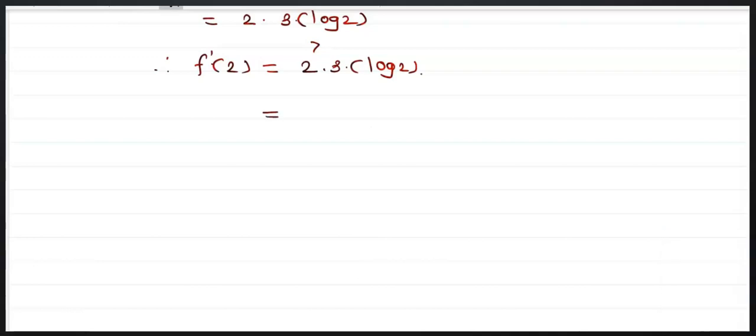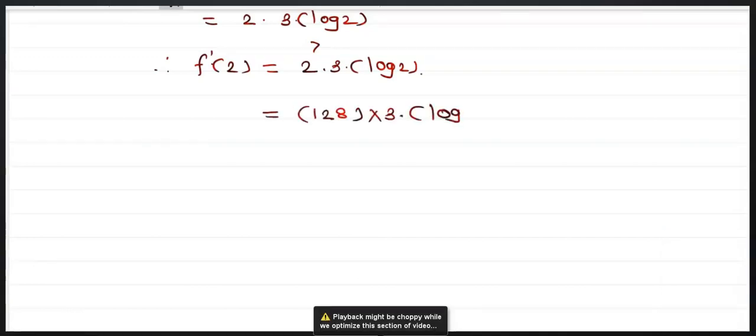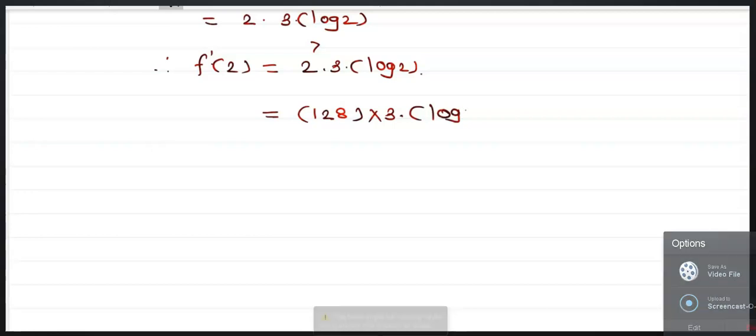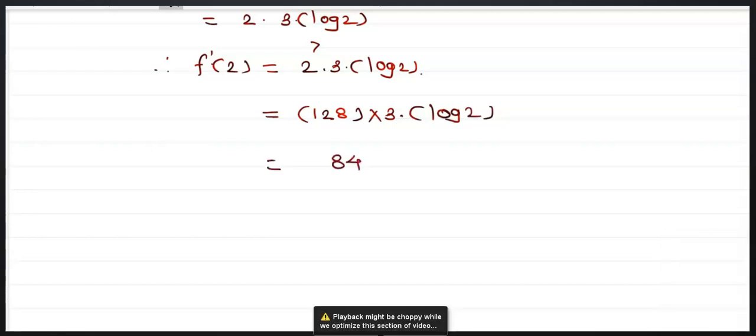That is 128 into 3 into log of 2. Again, 128 into 3 means what? 384 log of 2. And this is the final answer. f dash of 2 is equal to 384 into log of 2.